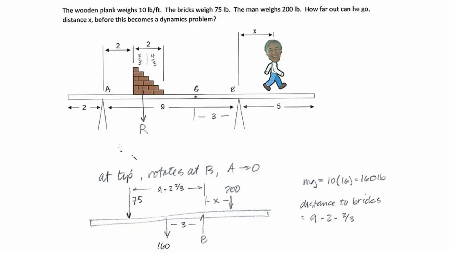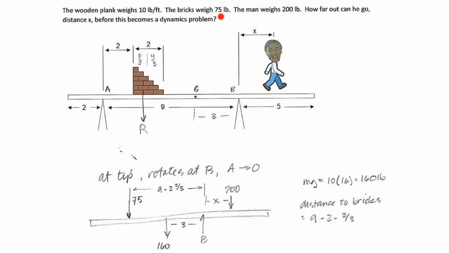It says that the wooden plank weighs 10 pounds per foot. Alright, and the whole plank is 16 feet long. So that means that the plank weighs 160 pounds, and then you can work out the center of gravity of the plank at 8 feet, and you can see that that is 3 feet from the point of rotation. That's where the center of gravity is.